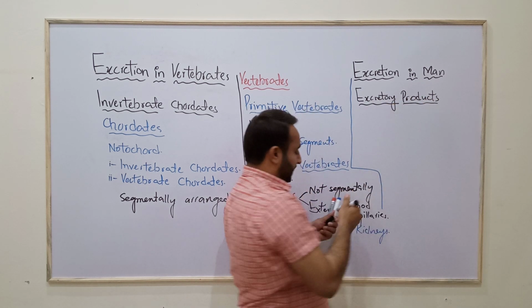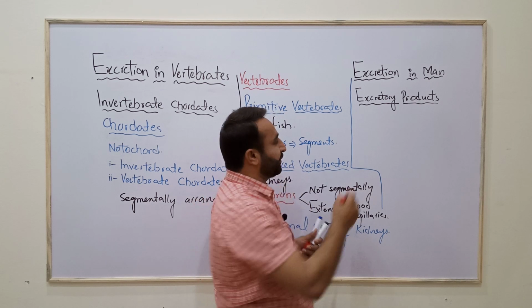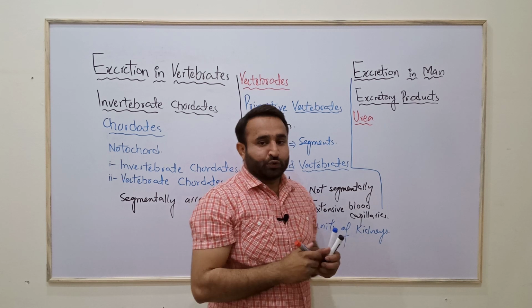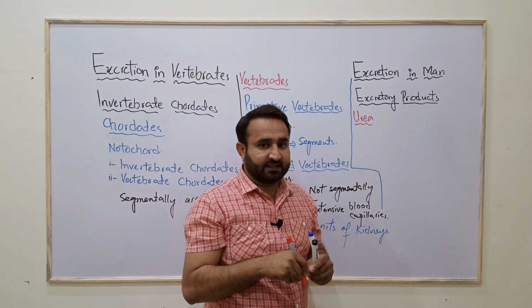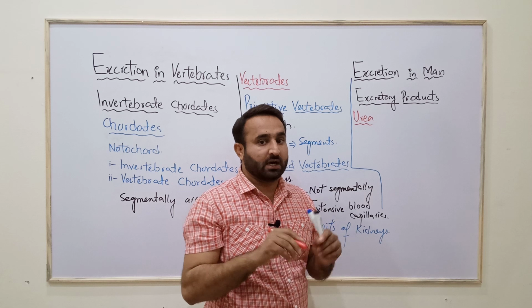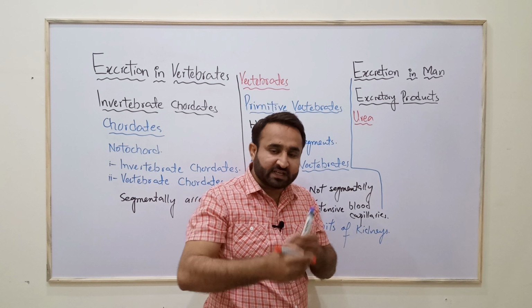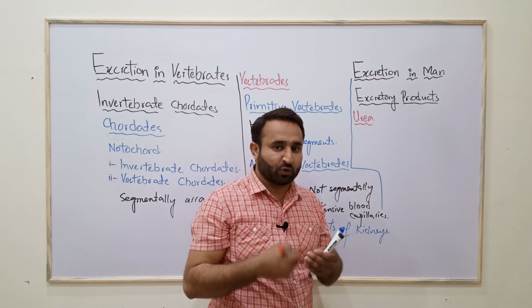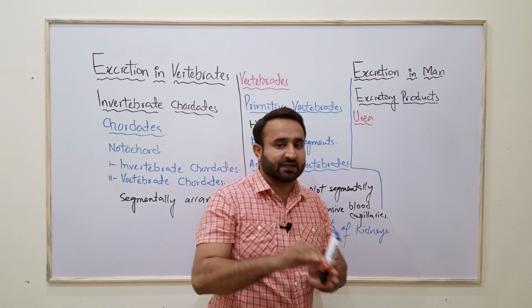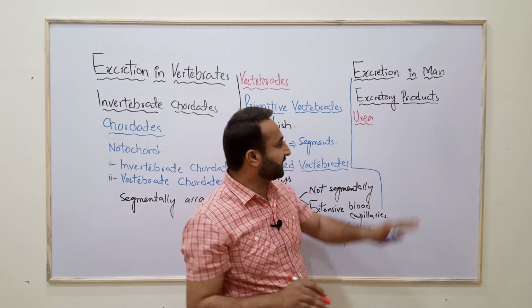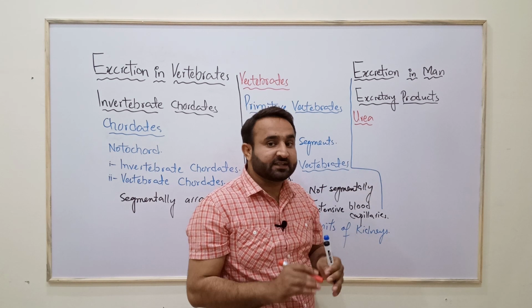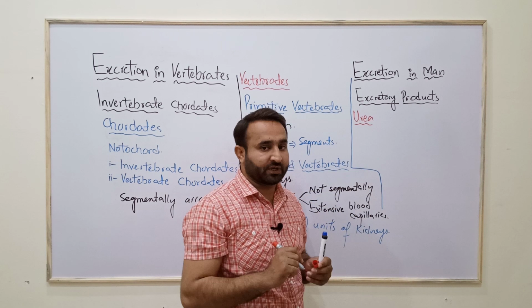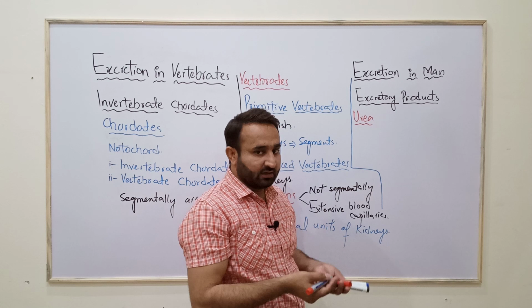In man, the most important excretory product is urea. Urea is synthesized in the urea cycle in the liver from ammonia. When amino acids catabolize, the amino group is released through the deamination process. These amino groups are converted into ammonia. Ammonia is converted into urea through the urea cycle inside the liver of human beings. This is the first and most important nitrogenous waste in human beings.